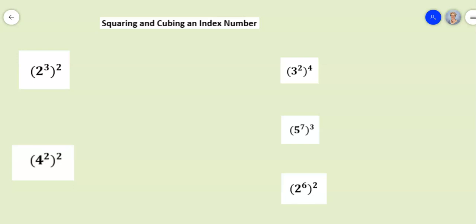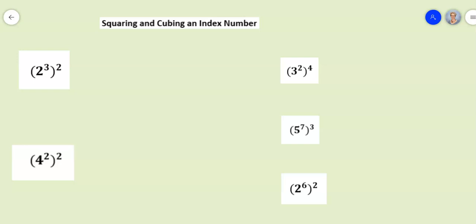In this video, we're going to be looking at squaring and cubing an index number. This is related to index rule number 3. I have 5 examples here that I want to go through with you. In each case, we have an index number inside a bracket, and we're going to either square that index number or cube that index number.